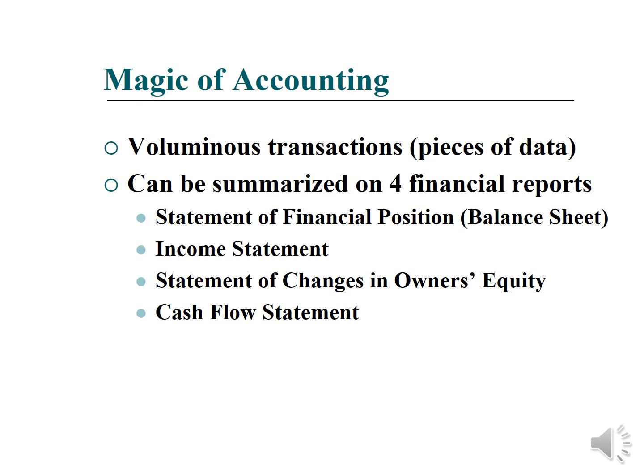Very important. I'm going to emphasize again. The first report is the statement of financial position, which in the past we called the balance sheet. Second is the income statement, then the statement of changes in owner's equity and the cash flow statement. The difference between the statement of financial position and the income statement: the income statement is a period report, from 1st January to 31st December. That's 1 year, the financial year.